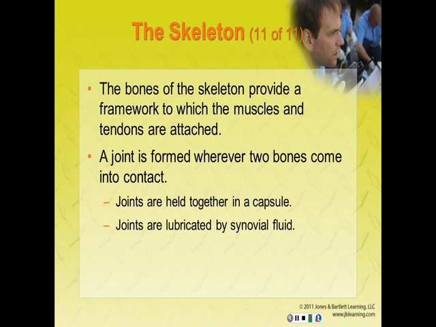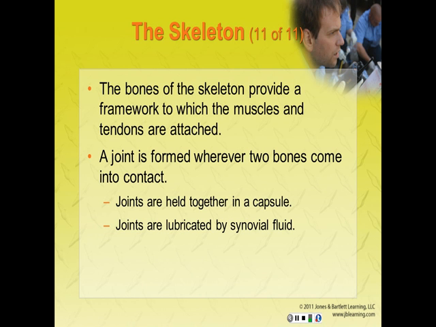The bones of the skeleton provide a framework in which muscles and tendons are attached. Bone is a living tissue that contains nerves and receives oxygen and nutrients from the arterial system. When a bone breaks, a patient typically experiences severe pain and bleeding. A joint is formed wherever two bones come into contact.